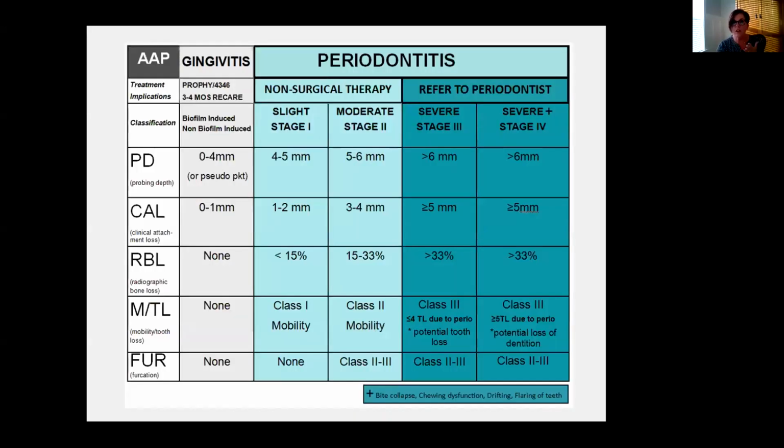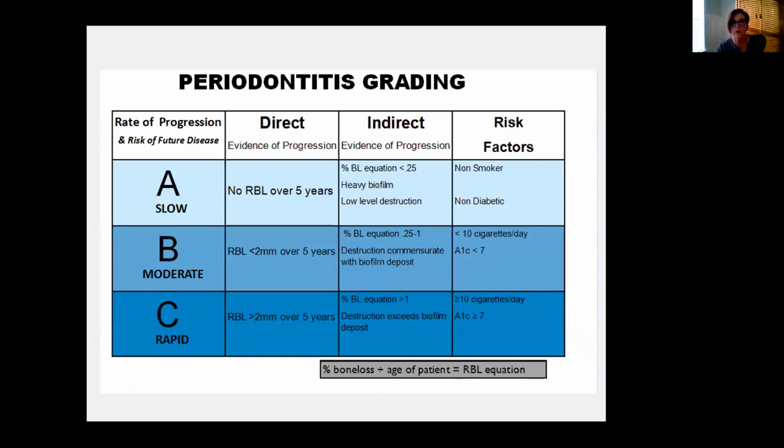All right, so this is our chart that helps us with the staging, and also there we go with our grading.